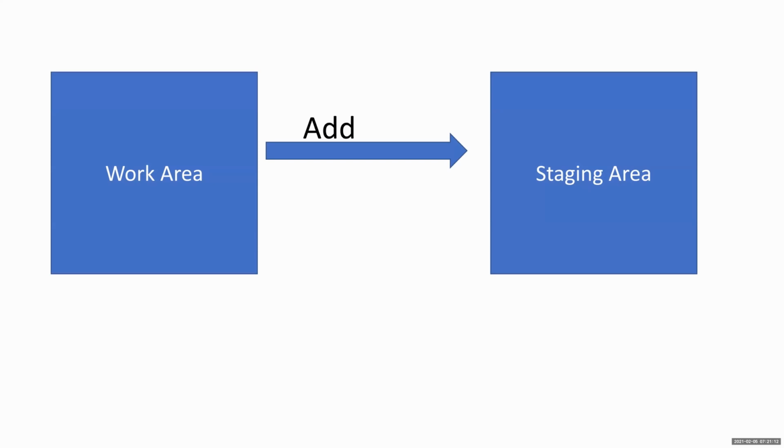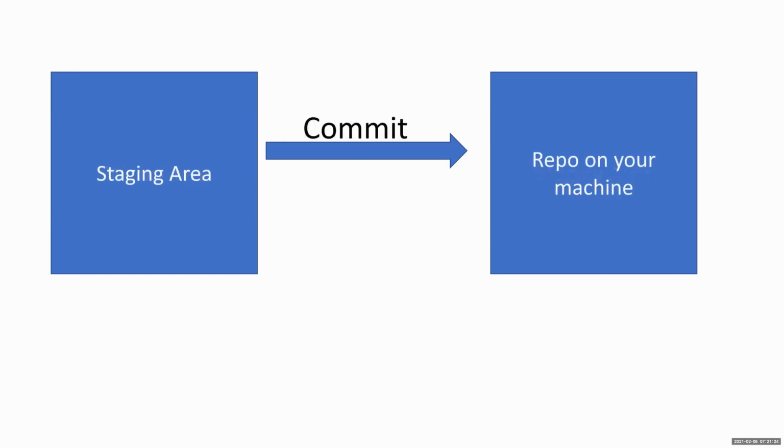All right. I had mentioned the staging area. If you want to move files from the work area to the staging area, you use the git command add. If you want to go from the staging area to the repository on your machine, you use the git command commit. Now, commit is overloaded. It's used in 2 different ways.